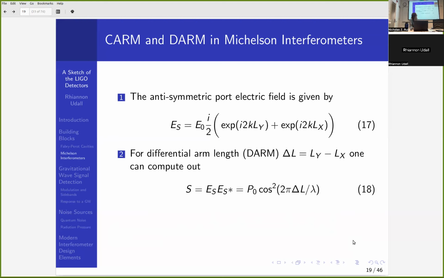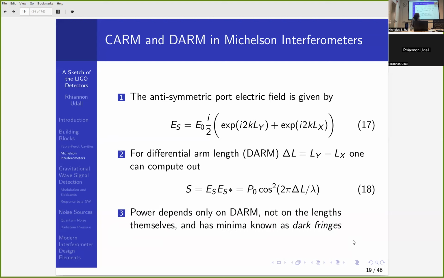And the important bit here, right, is that you have this cosine squared on delta L over lambda. And so if delta L over lambda is a, what is this, quarter integer, then you end up with dark fringes.